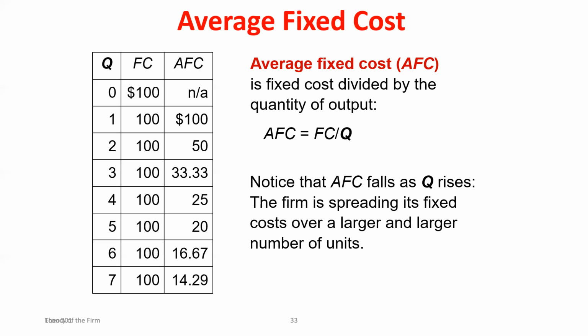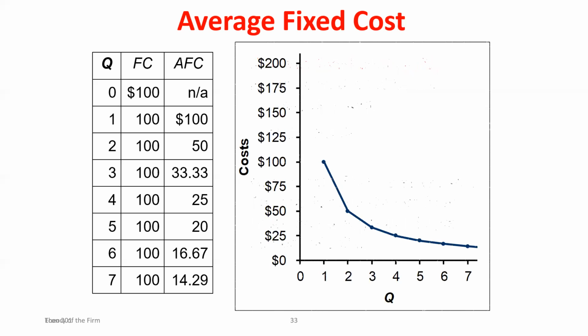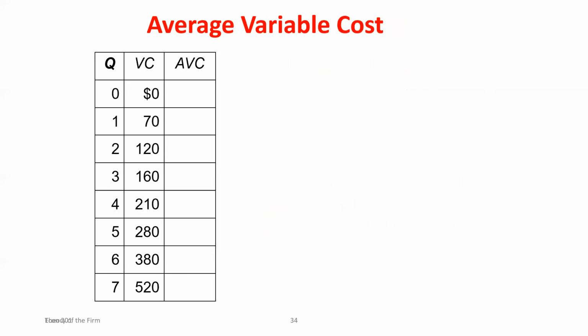Any questions on this? Does this make sense? Or any confusion on this? This one shouldn't be too bad. If we graph it, we can see we're decreasing as we produce more. A nice little visual. A little bit more interesting are our average variable costs.